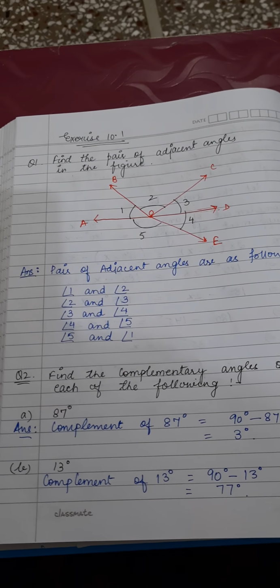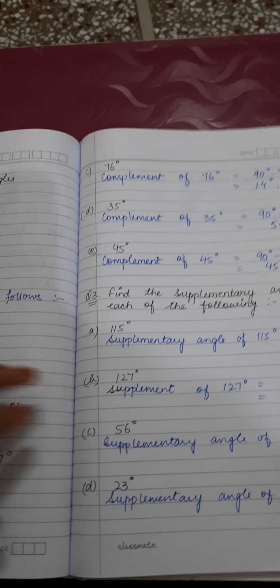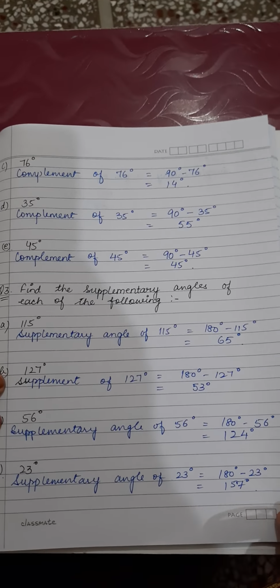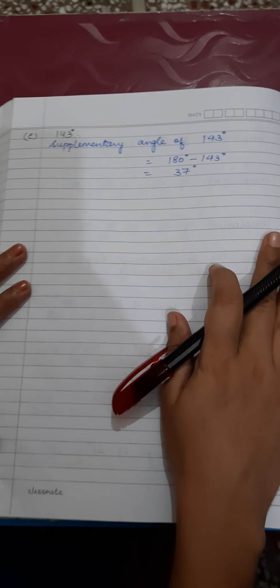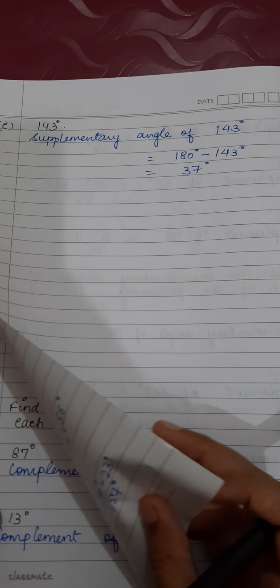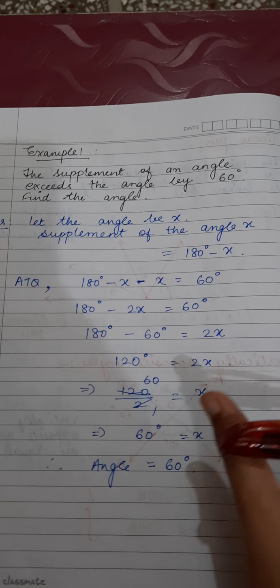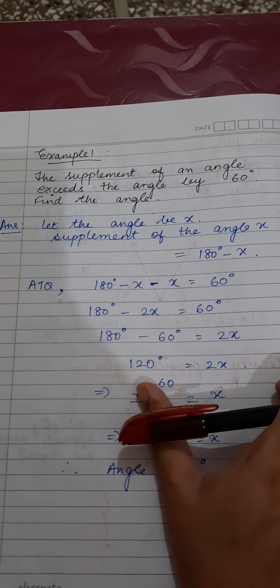First this is the page, then next page, and then this page. So these are the first 3 questions of exercise 10.1. Now let's move to these 2 examples.